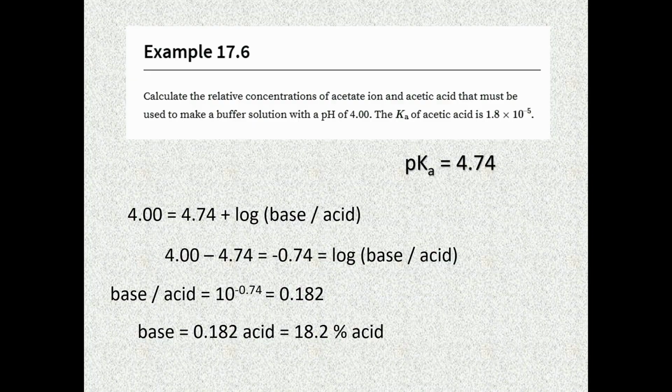But it doesn't tell me exactly how much to put in. It just tells me whatever I put in. If I put 1 milliliter of base in, I need 0.182 milliliters of acid. If I put 10 milliliters of base in, I need 1.82 milliliters of acid. It's not telling me exactly how much to do. It's just telling me what the ratio has to be.